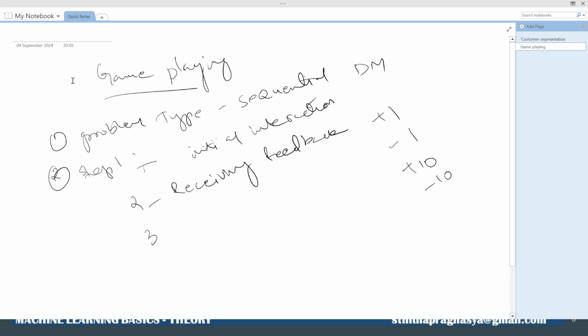Okay, and step three, updating the policy. The agent uses the feedback to update its policy and value function. Algorithms like Q-learning or deep Q networks are commonly used for this purpose. The agent learns which actions tend to lead to better outcomes, like higher rewards, and adjusts its strategies to favor those actions in the future.